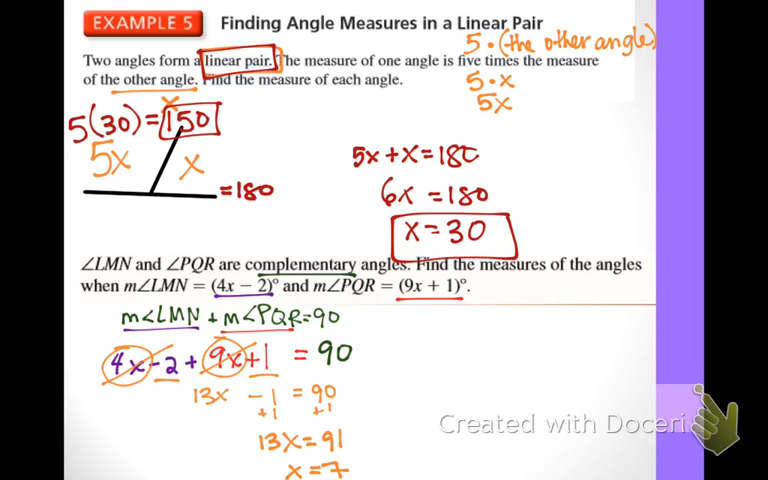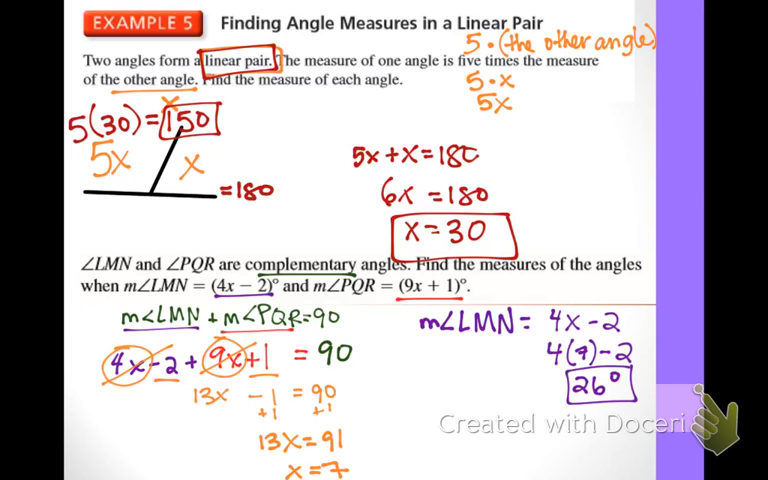Did it ask for me to find x? No. It asked for me to find the measure of angle LMN and the measure of PQR. What was the measure of LMN at the beginning of the problem? 4x minus 2. So what do we do to figure it out? Plug it in. So 4 times 7, which is 28, minus 2 is 26.